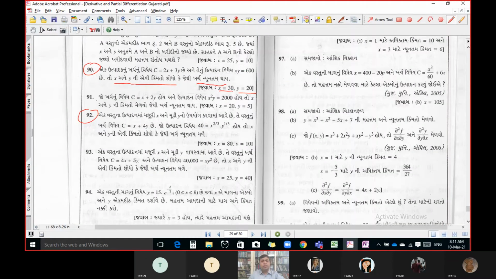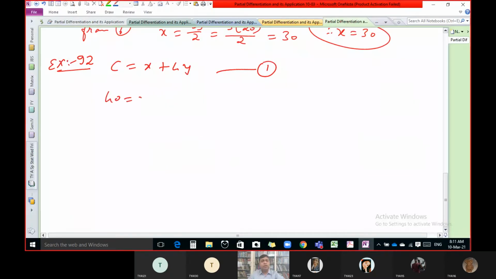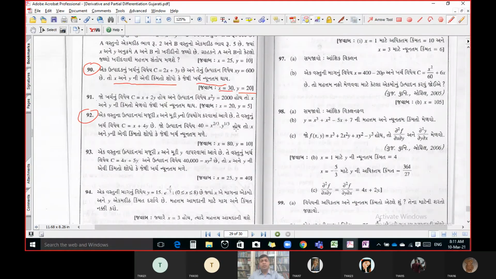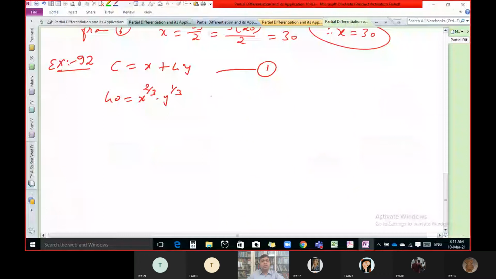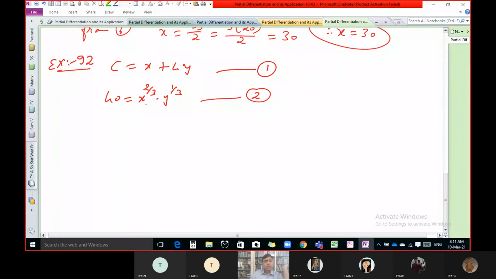And here production function is given 40 equal to x raised to 2 by 3 into y raised to 1 by 3. This is production function. Now the question is find out x and y so that your total cost will minimize. So what is the condition here? Find out x and y in such a way that it satisfies equation 2 and which will minimize our equation number 1, that means cost function.